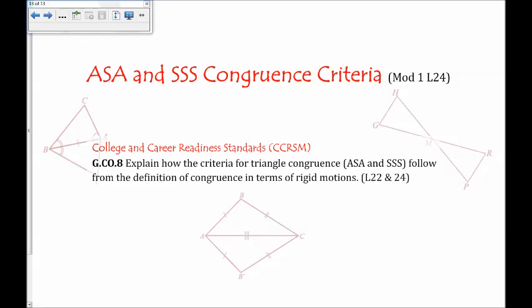This lesson will focus on this CCRSM standard to explain how the criteria for ASA and SSS follow from the definition of congruence in terms of rigid motions. And even though it's not stated here, we'll talk about using these to prove that triangles are congruent. And in future lessons, we'll talk about using triangle congruence to show other properties from constructions and about parallelograms.